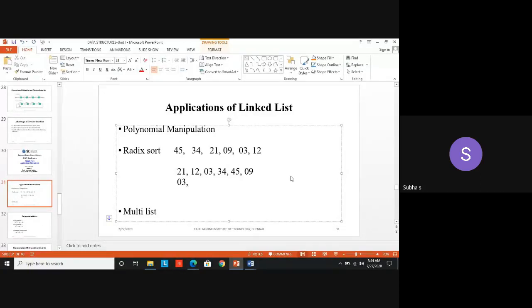First 03, 09. That is the first MSB, starting with 0. Is there any MSB starting with 1? Yes, it's there. 12. Boys can also answer. No problem at all. What's the next MSB starting with? Is there any MSB starting with 2? Yes, 21 is there. Starting with 3.